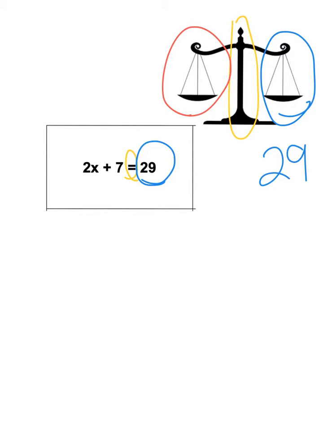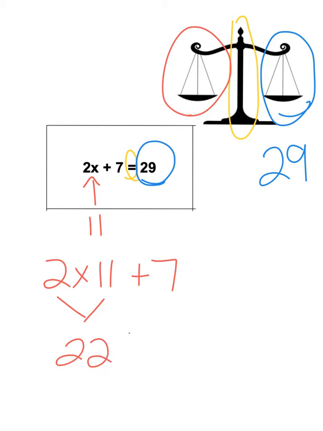And what we know from already having solved the previous question is that the value of x here was 11. So if I'm multiplying 2 times 11 and then I'm adding 7, well, 2 times 11 is 22, plus 7 is 29. So both sides of my algebraic equation are equal, which is why I'm able to have that equal sign. They are balanced with the same value on each side.